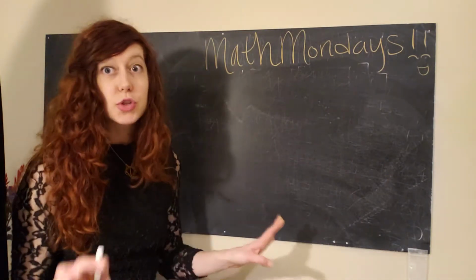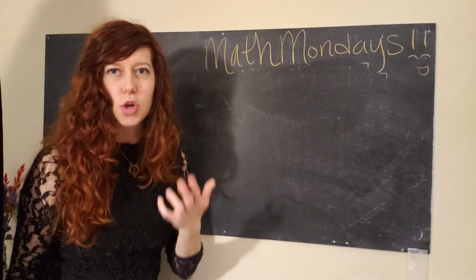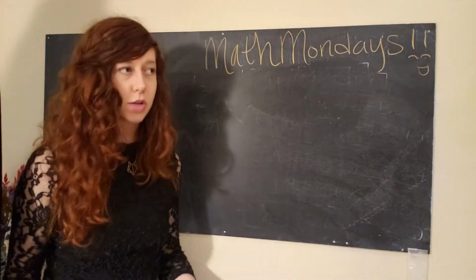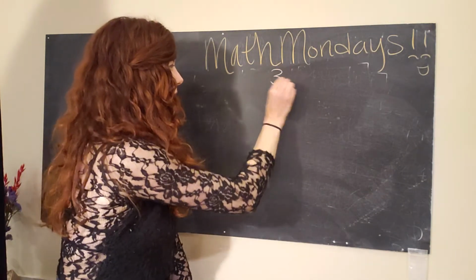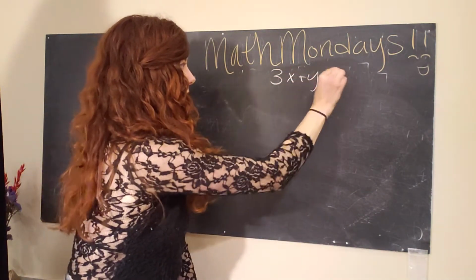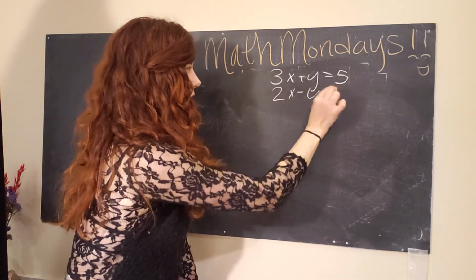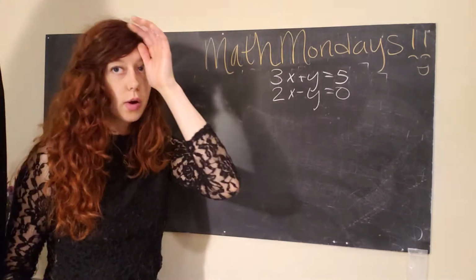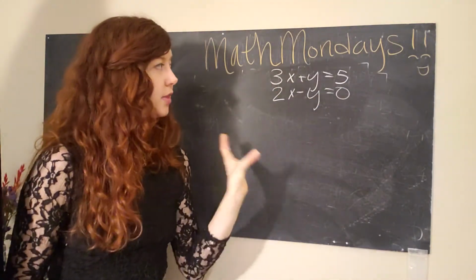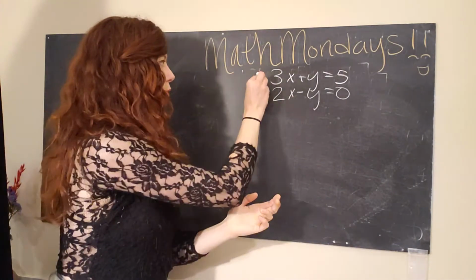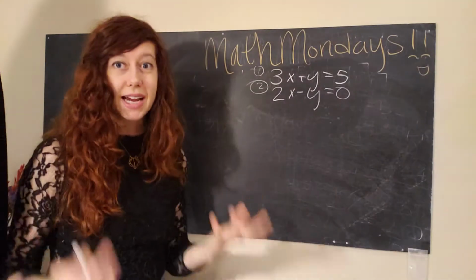Cool. Okay, so now that we understand more about what the determinant and the inverse are allowing us to do with matrices, we can use them to solve equations. So here's an example. 3x plus y equals 5, 2x minus y equals 0. We can use matrices to represent this system of equations. We only have 2 here, but if we had more, we could do the exact same thing.